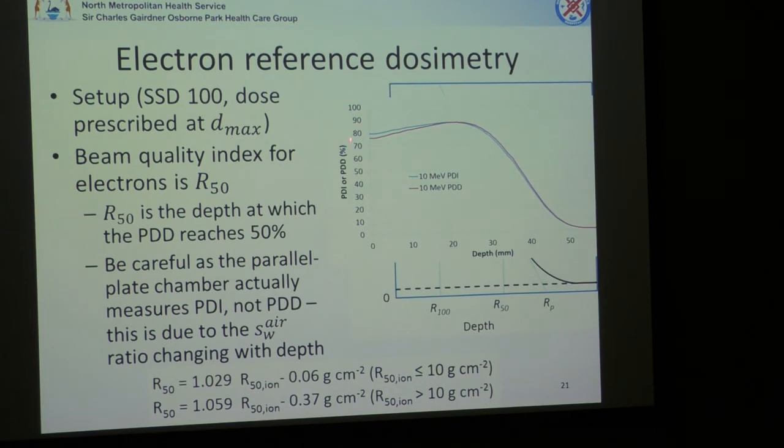At the end of the day, if you're measuring your PDD with an ion chamber, TRS 398 provides this handy equation, and you can get your R50 from your ionization R50. So say we measure the PDI, this blue curve, we measure this value here, we just use this equation. It should give you the true PDD value. That's just to do with Bragg-Gray theory, actually.